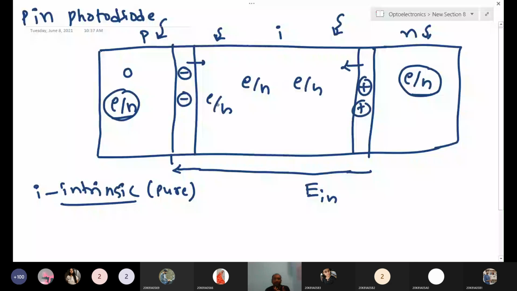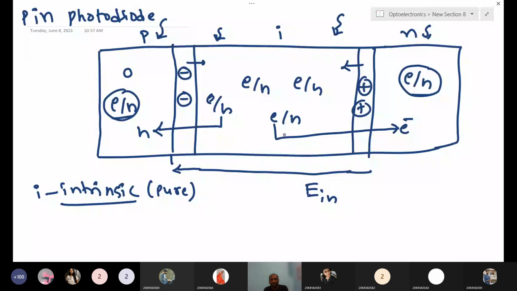After creating them here, the electric field also exists in the depletion region, in this total region. This electric field immediately separates these electron-hole pairs. The holes are sent to the P side and the electrons are sent to the N side. That's why, by inserting the I layer, the active area is increasing. And if the active area is increasing, when you illuminate the light, more electron-hole pairs are created in the I layer, or depletion region.